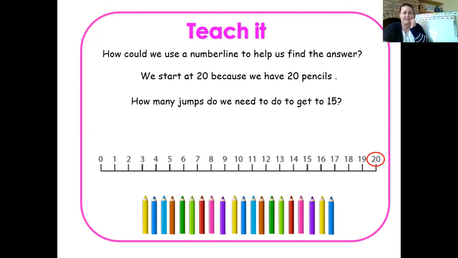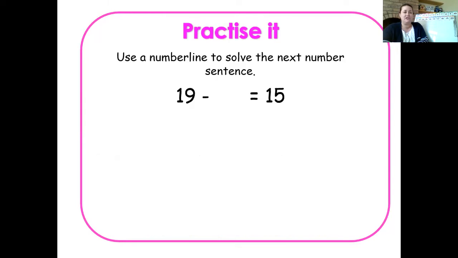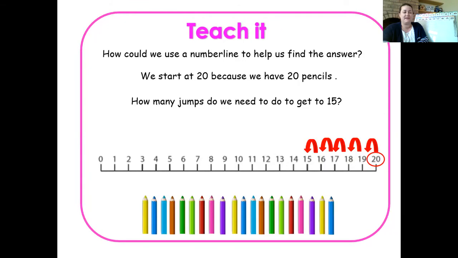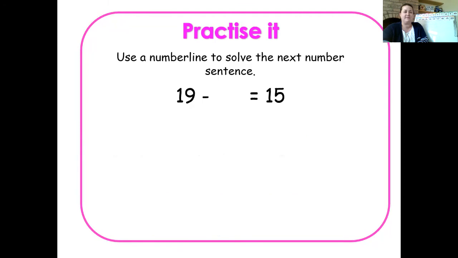So let's work out how many jumps we need to do. So starting on 20, 1, 2, 3, 4, 5. So we did 5 jumps. Okay, so it was 20, take away 5 equals that 15.